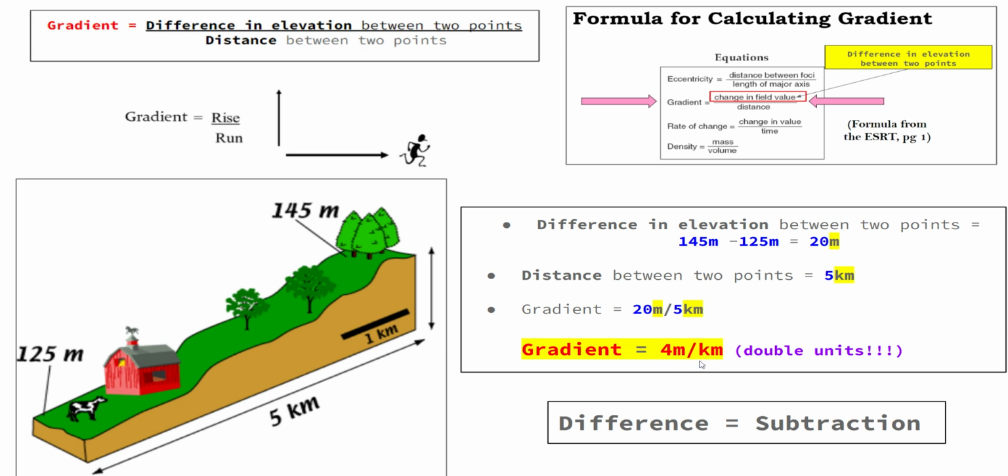Notice that gradient always has double units, meaning two different units at the same time. And to figure out what your unit might be, just look at what units you divided. 20 meters divided by 5 kilometers. You did meters divided by kilometers, and that's exactly what your unit is. Meters per, or division sign, kilometer. Okay? Never forget your units.